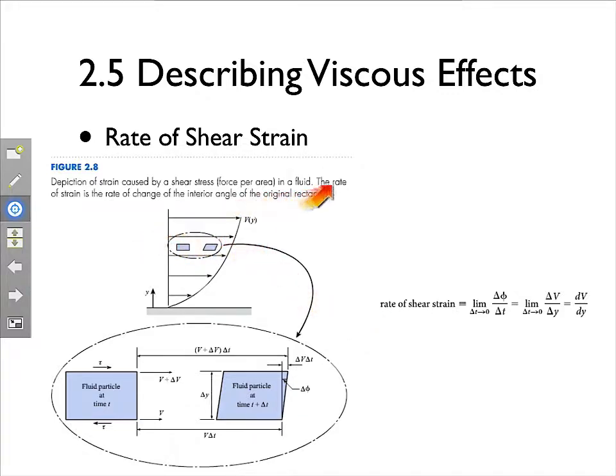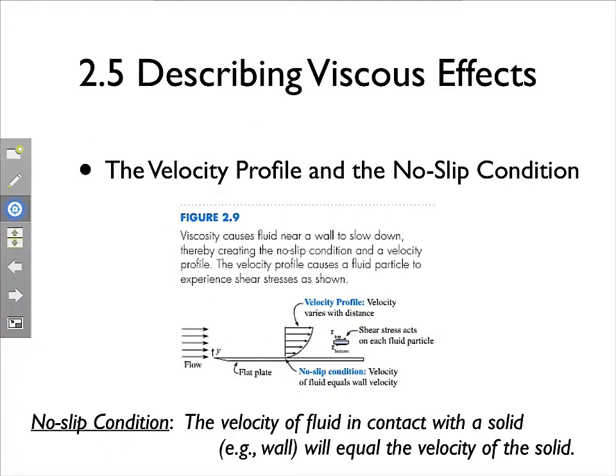Note here that there's this statement that says the rate of strain is the rate of change of the interior angle of the original triangle, or rectangle, sorry, which would be this here. So I think it's easy to understand in principle, and just remember that that's what the rate of shear strain is: the fluid particle deforming in time when it's subjected to a larger shear stress at the top than it is at the bottom. I'm going to stop now and set up and do a couple of experiments that will show you this.